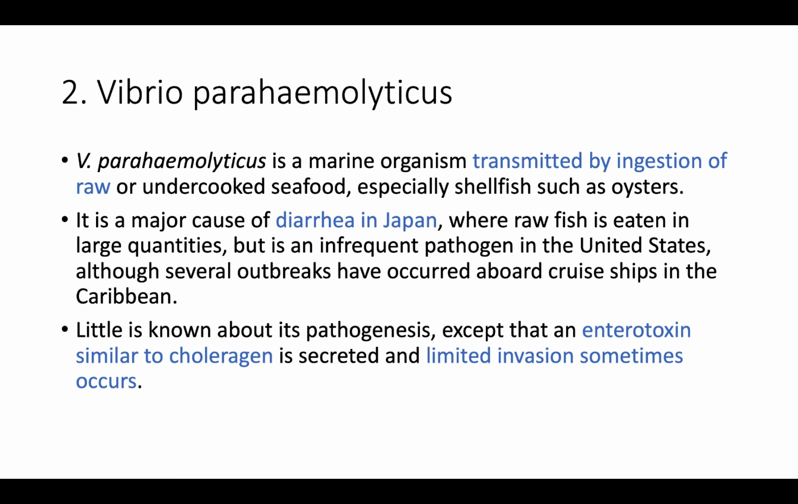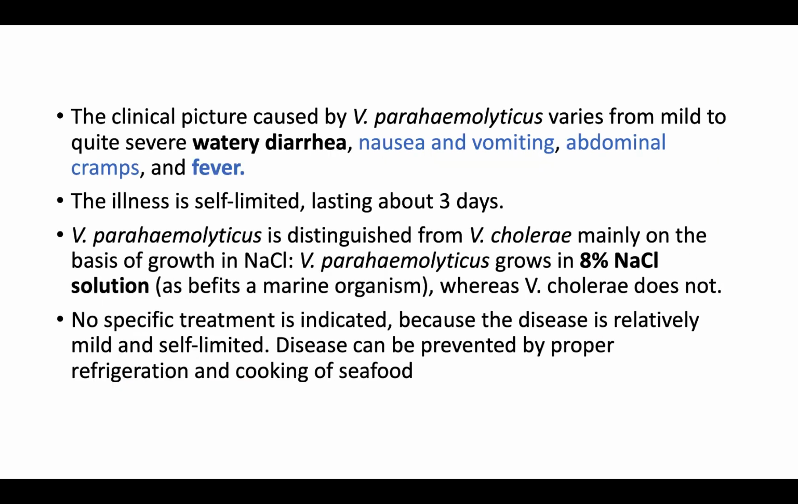For exams, they ask about the story: usually people on a cruise ship, they are all on a cruise ship and they all have an outbreak. This is one possible outcome. Little is known about the pathogenesis except that it is an enterotoxin mediated illness much like Vibrio cholerae. The clinical picture varies from mild to quite severe watery diarrhea, nausea, vomiting, abdominal cramps, and fever.